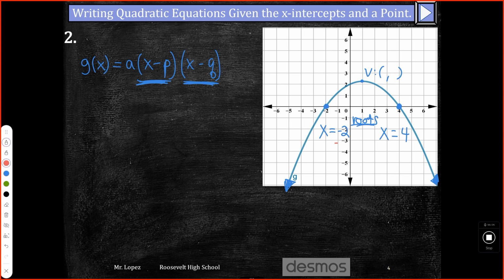Move it over to the x. So I'm going to add 2 to the other side. X plus 2 becomes a factor. Minus 4: x minus 4 becomes a factor. So this could be either the first one, and this could be the second one. All right, let's plug it in. G of x equals a, we don't know. Let's put x plus 2 for our first factor, x minus 4 for our second factor.